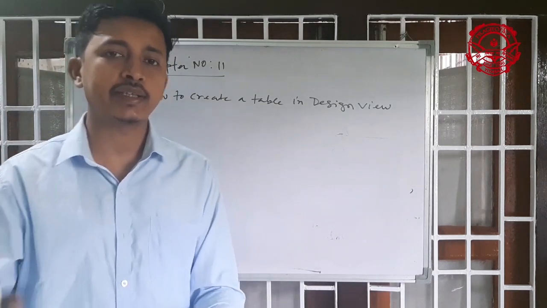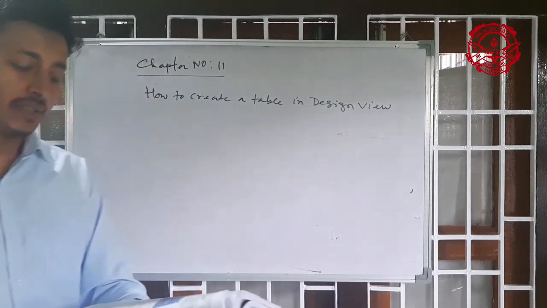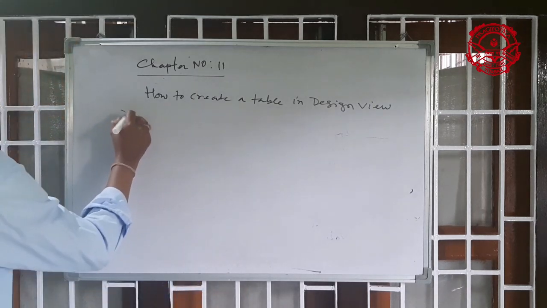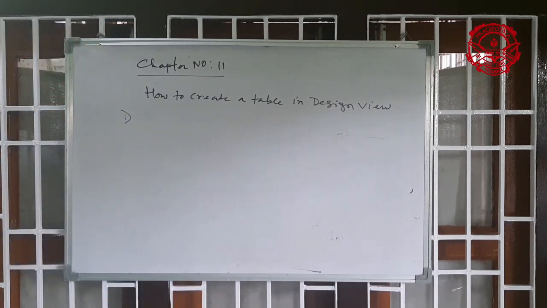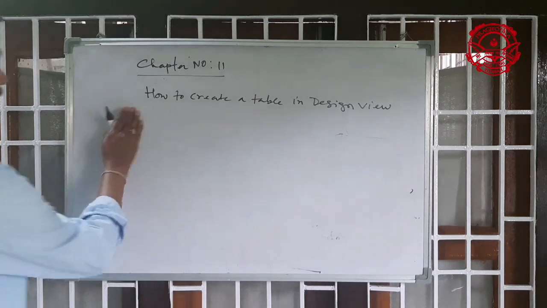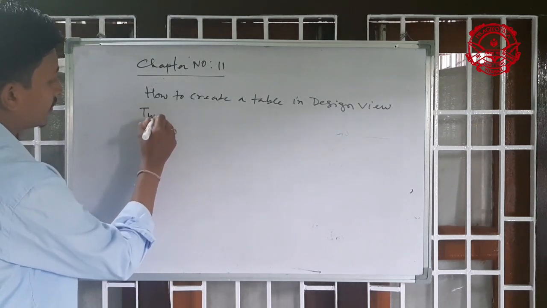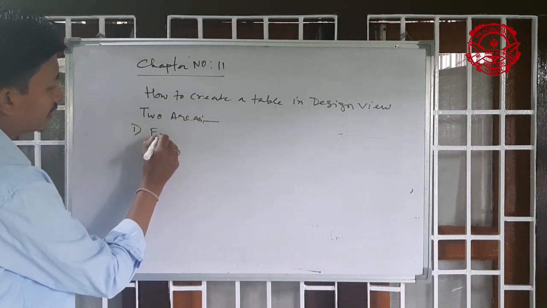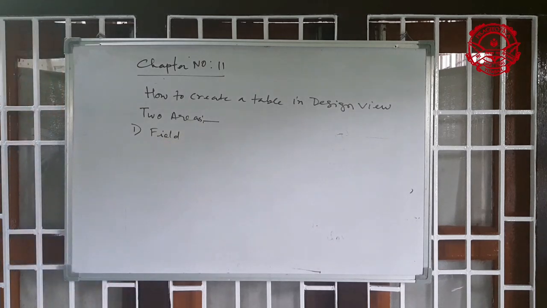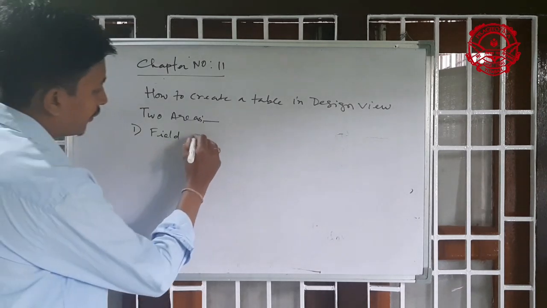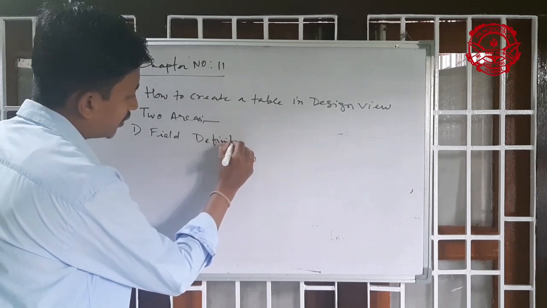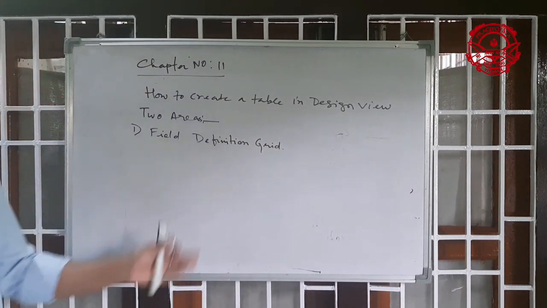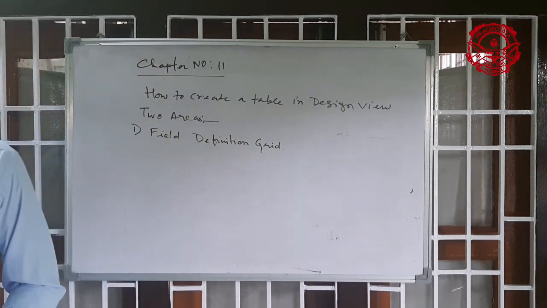So first we have to see in the book, a table in design view window consists of two areas. The first one is the field definition grid. So the first one is the field definition grid and the second one is the field properties pane.